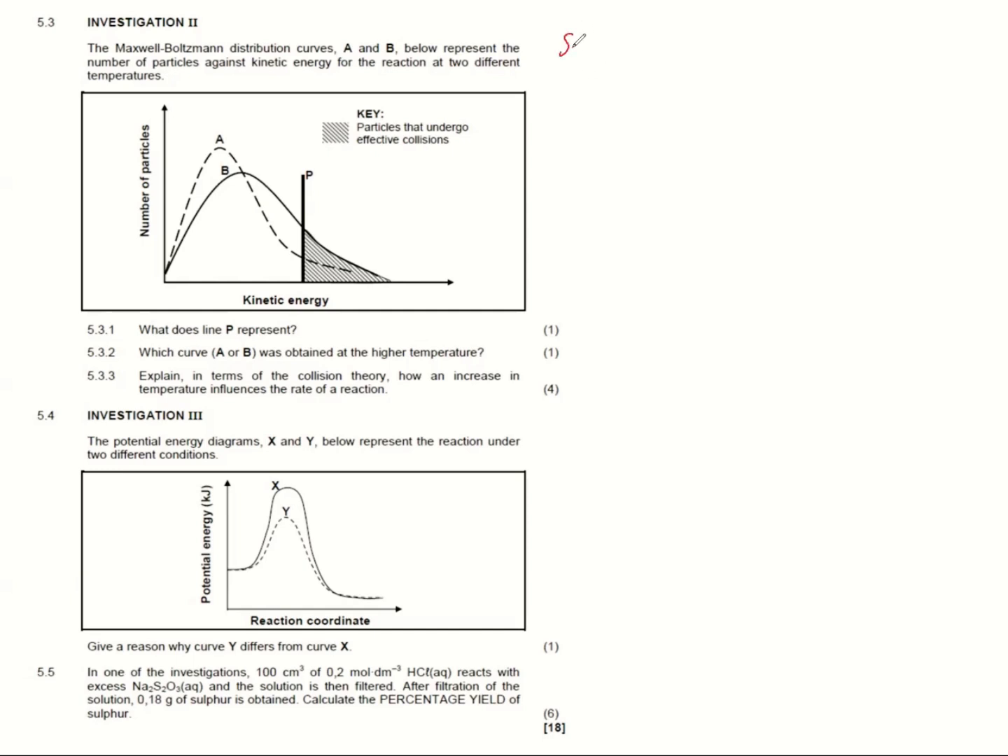So 5.3.1 says, what does the line P represent? The line P here represents what? Activation energy.